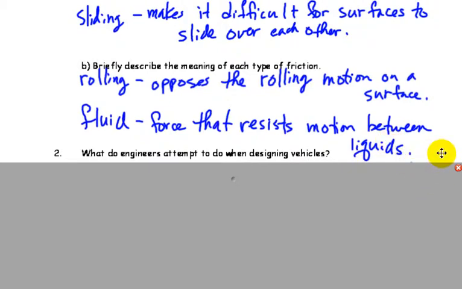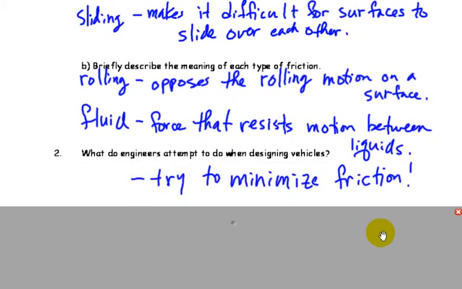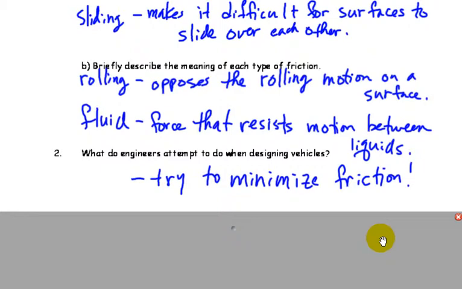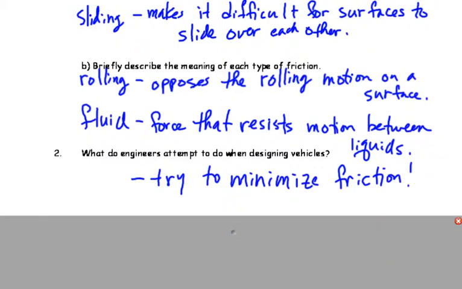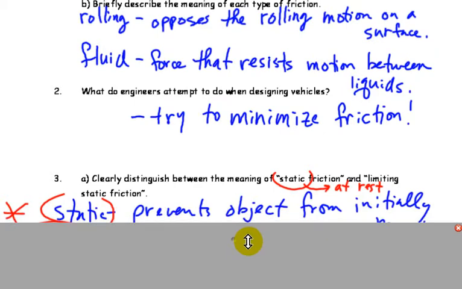So like when you stick your hand out of a window in a moving car, that friction force that you see there is also considered fluid friction. And of course, when building vehicles or technology, engineers try to minimize friction so you get a bigger bang for your buck, you get more gas mileage, etc.